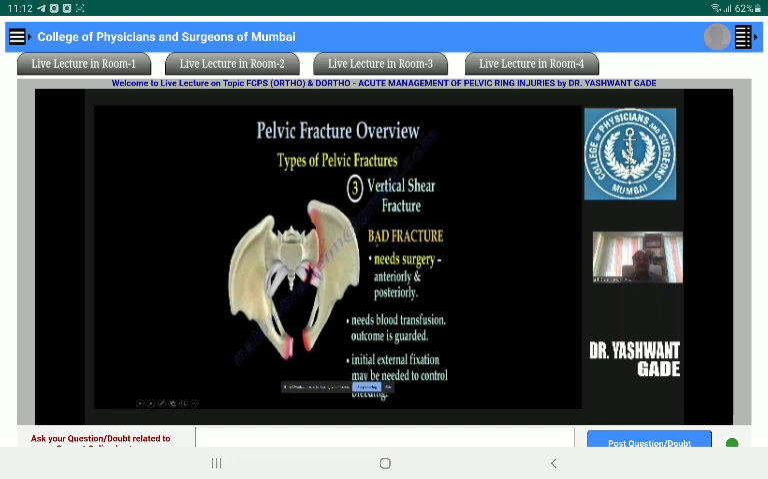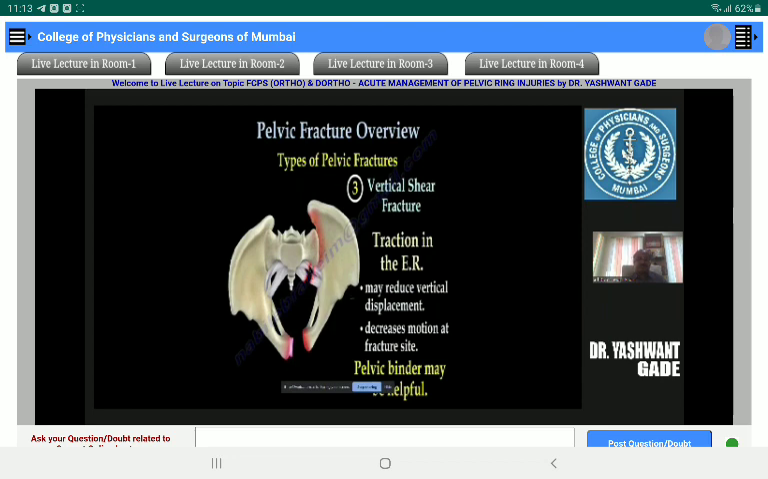Now please remember, it is a very bad fracture which usually requires surgery on the anterior as well as posterior side, and it needs a lot of blood transfusion. The outcome of this fracture is guarded because of profuse bleeding, which I will be elaborating later. The initial external fixation may be needed to control the bleeding. So you can place the pins on the ilium and compress the fracture, to try to reduce the fracture so that the bleeding from the bone can be stopped. So this is the vertical shear fracture.